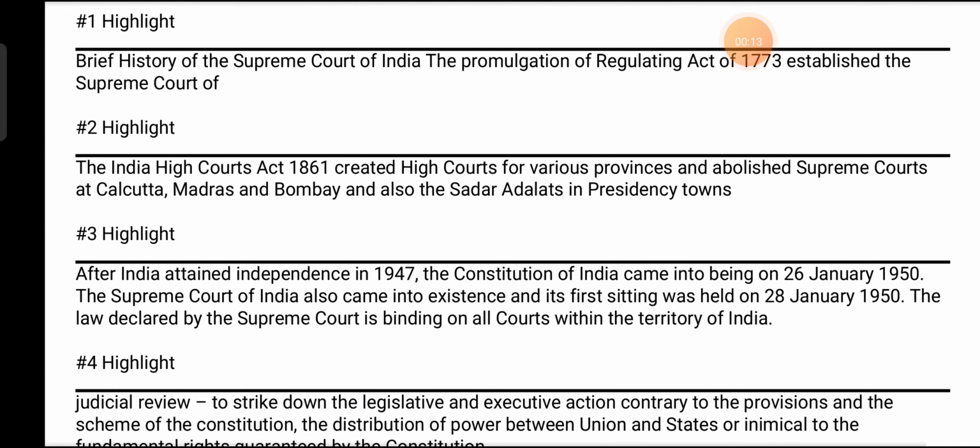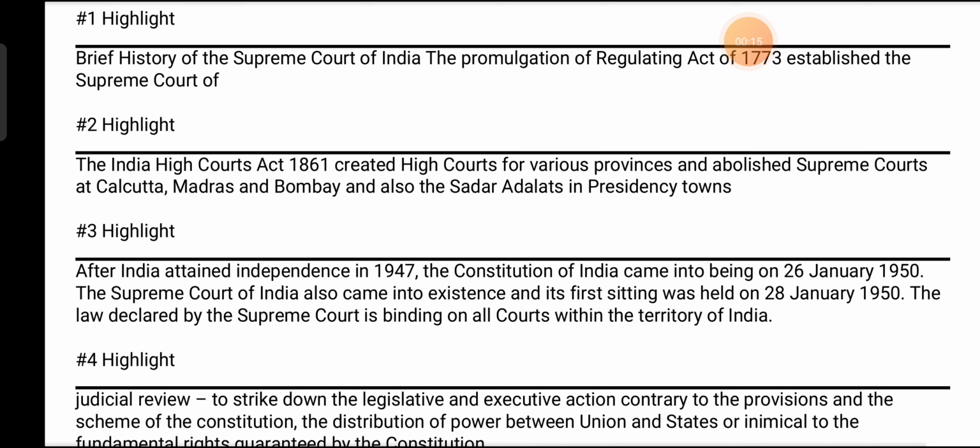The Indian High Courts Act of 1861 created high courts for various provinces and abolished the Supreme Courts at Calcutta, Madras, Bombay, and also the Sadar Adalats in Presidency towns.